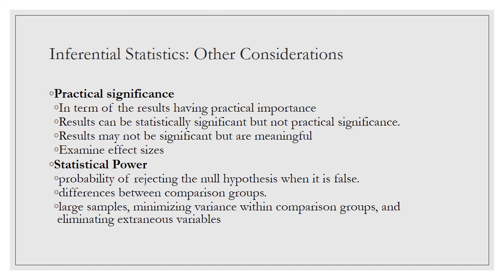Also, we want to consider statistical power. Statistical power refers to the probability of rejecting the null hypothesis when it is indeed false. So are we able to detect differences between comparison groups? We can always increase our statistical power. We can increase the sample size. The larger the sample, the more power we get. The more precise our variance measures are, the better our power is. And if we eliminate extraneous variables in our analysis, we get better power. So statistical power really is our chance to find significance if it really is there.